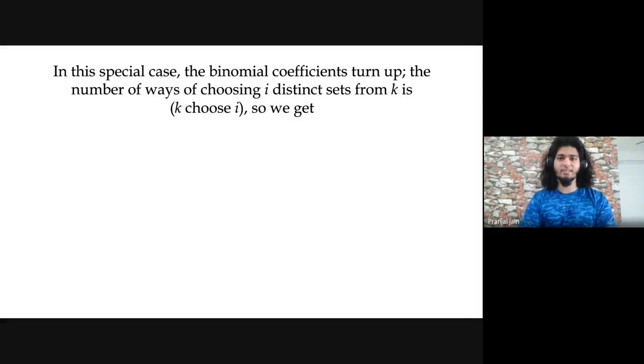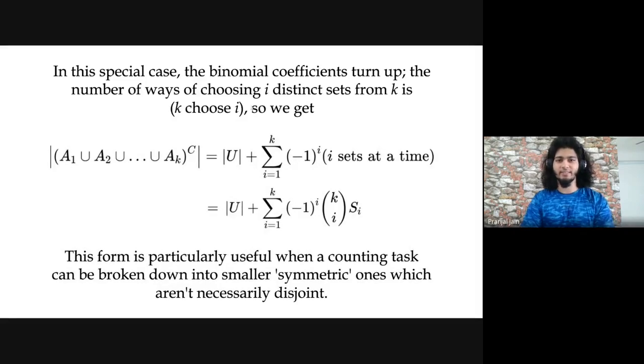So in this special case, the binomial coefficients turn up because the number of ways of choosing i distinct sets from a family of k sets is k choose i. So it's literally just the definition of the binomial coefficients. Since if I take a sets and take their intersection, the size of that intersection is going to remain the same regardless of what exactly those sets are. It only depends on how many sets there are. So I can basically just replace this i sets at a time with k choose i times s sub i, and the rest of the identity remains the same.